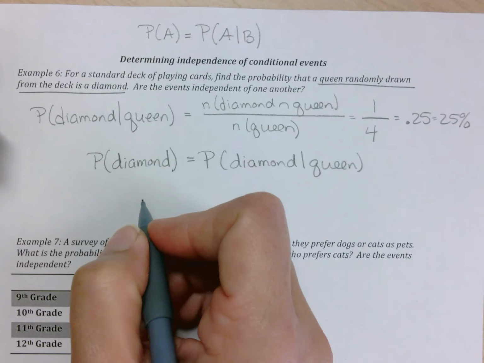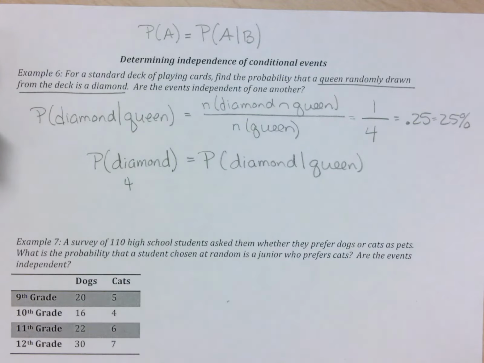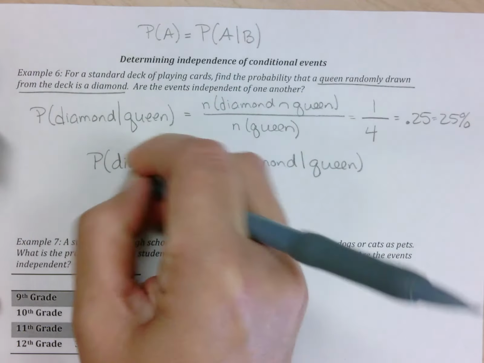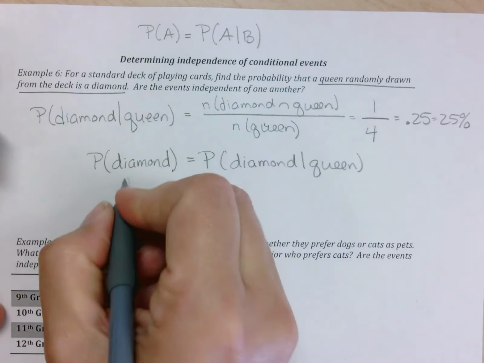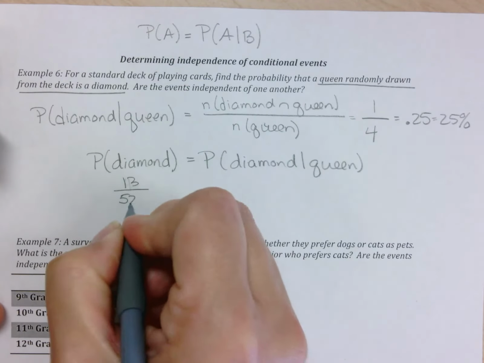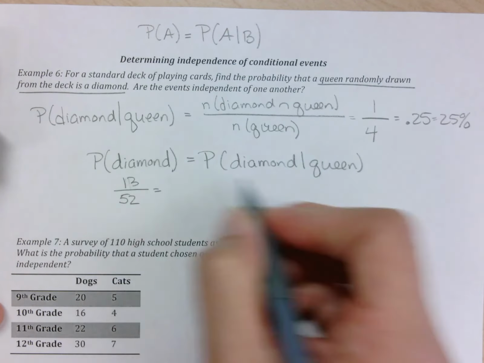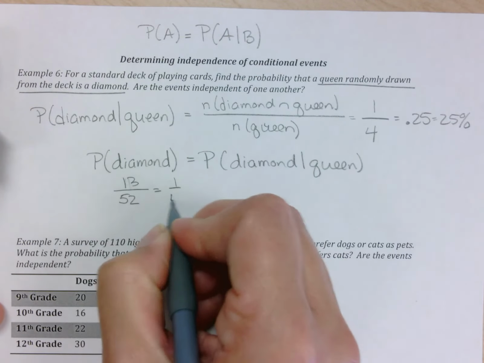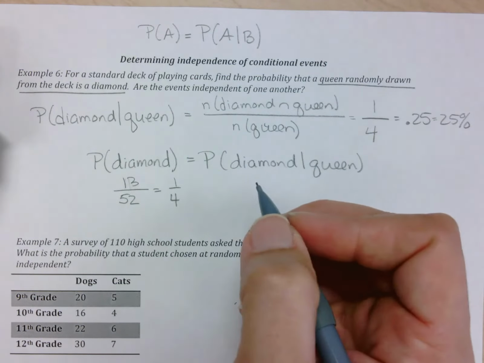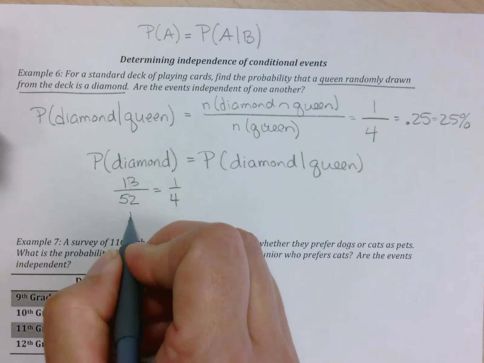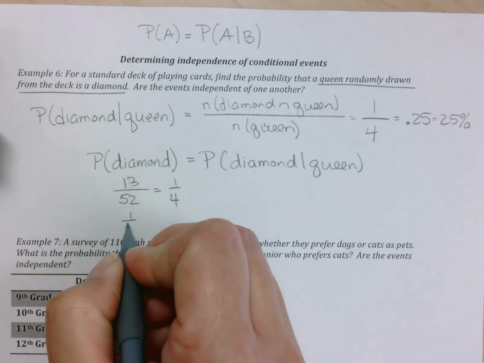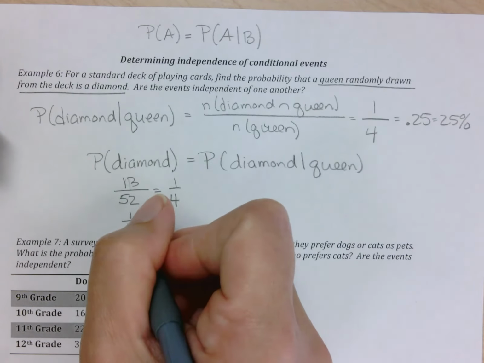So how many diamonds are there in a deck of cards? There are not 4 diamonds, there are 13 diamonds. Sorry, I was thinking about the number of queens there. There's 13 diamonds, so that's 13 out of 52. And the probability of a diamond given a queen was 1 over 4. 13 over 52 will reduce to 1/4, I believe.